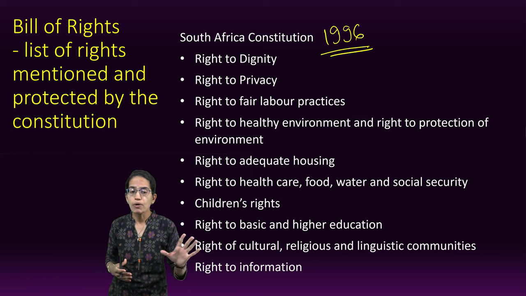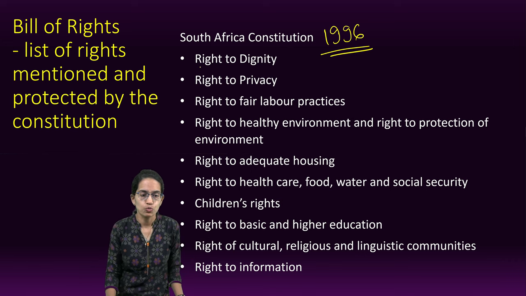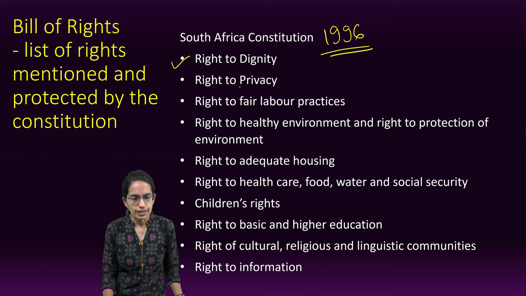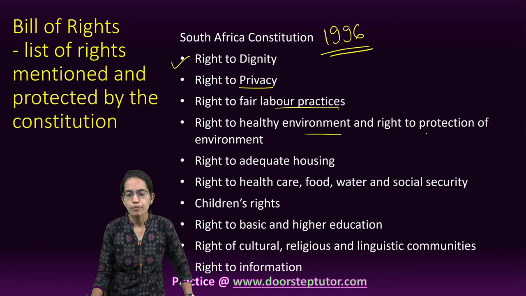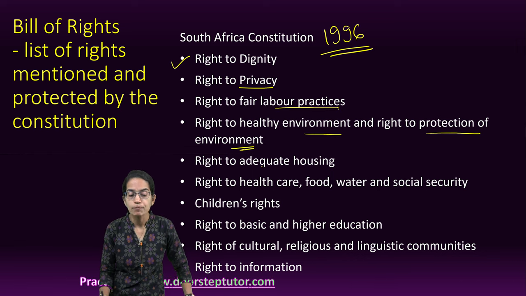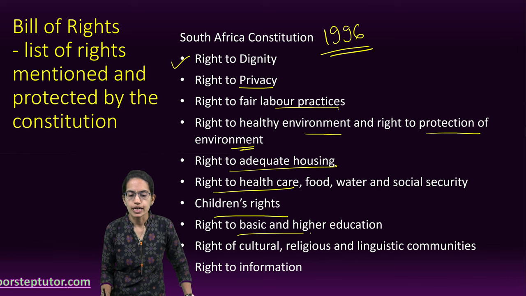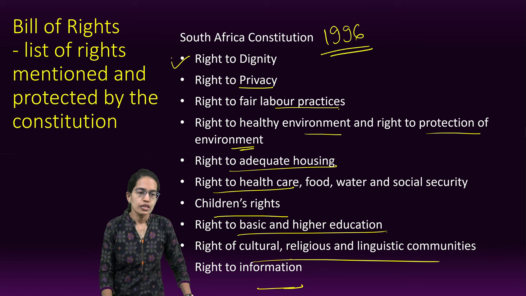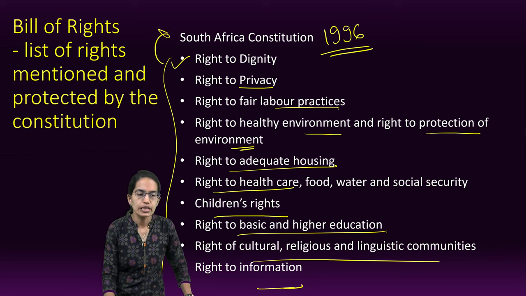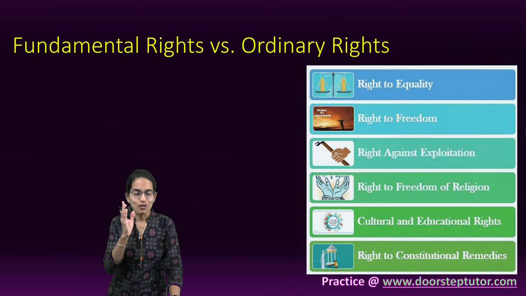Some of the rights laid down in the South African Constitution were the right to dignity, right to privacy, right to fair labor practices, a healthy environment and protection of the environment, right to adequate housing and health care, children's rights, right to higher education, cultural rights and right to information. So these are the rights which have been laid down in the Constitution of South Africa.